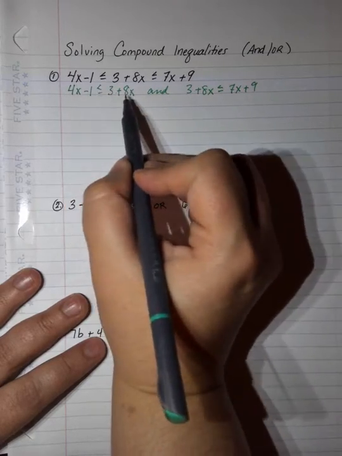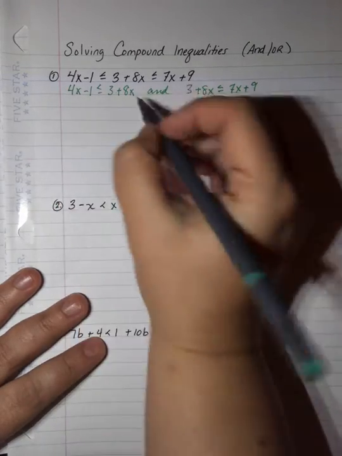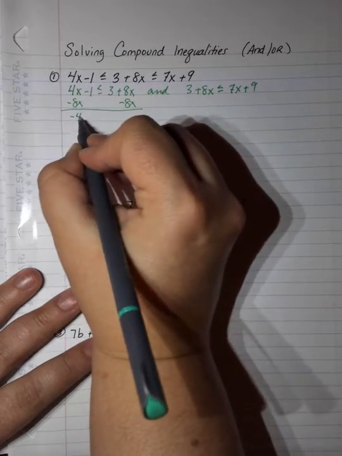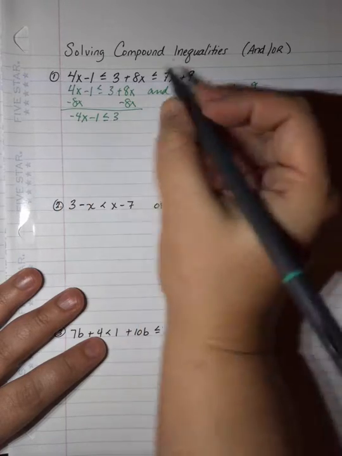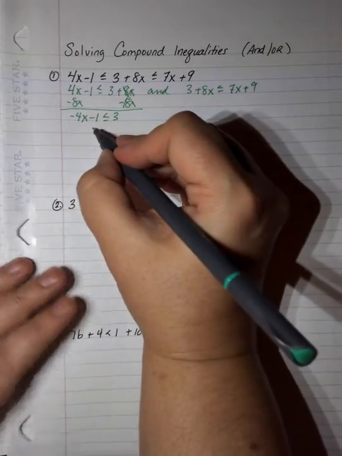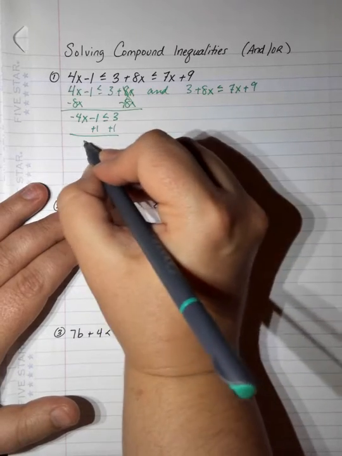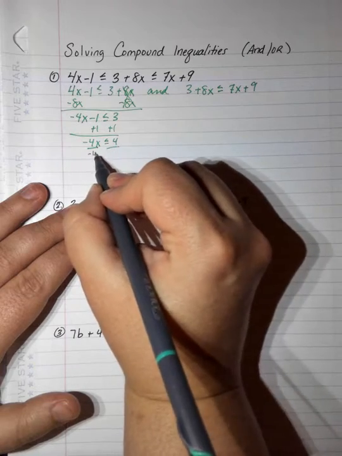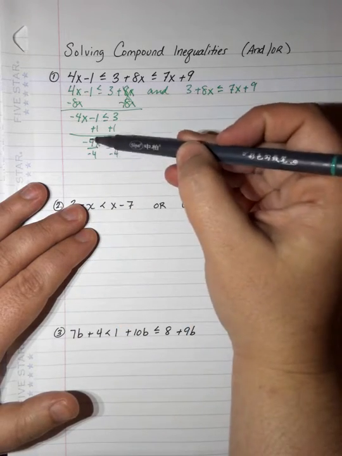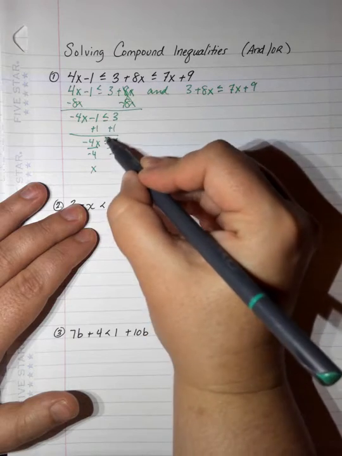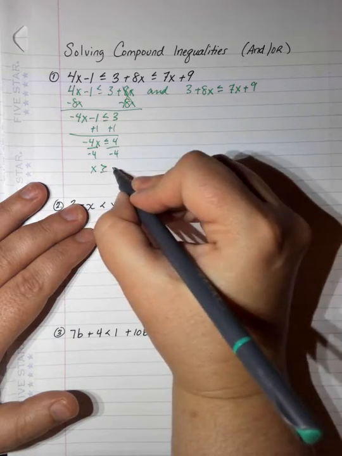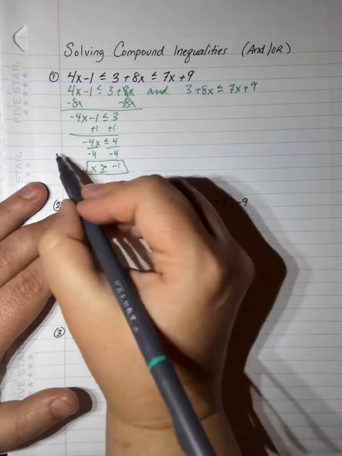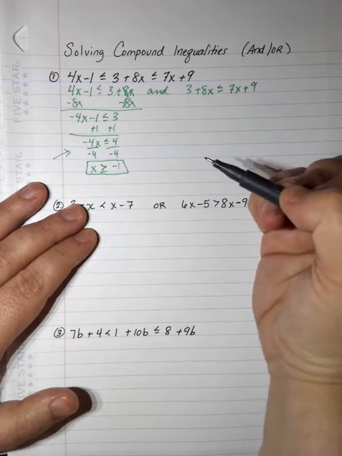Remember, you want to always get your x's on the left side. So I'm actually going to subtract my 8x. That's going to give me a negative 4x minus 1 less than or equal to 3. Then I'm going to add that one to get negative 4x less than or equal to 4. Divide by my coefficient of negative 4. Remember this rule. Anytime your coefficient is a negative number, you have to flip this inequality symbol. And then I get a negative 1 for an answer. You got to flip that symbol because this coefficient is negative.